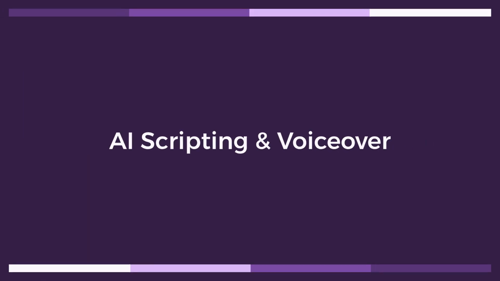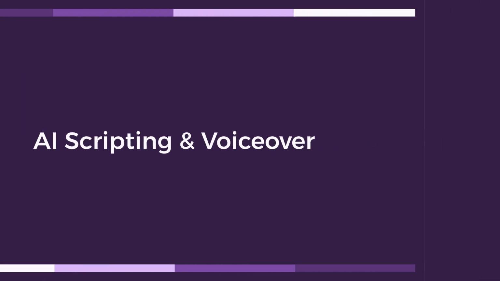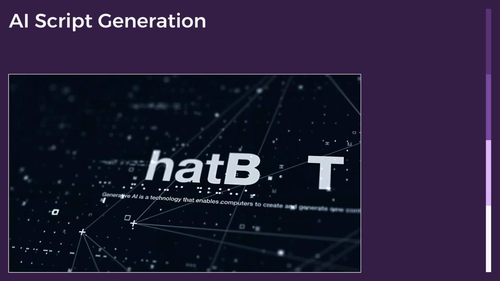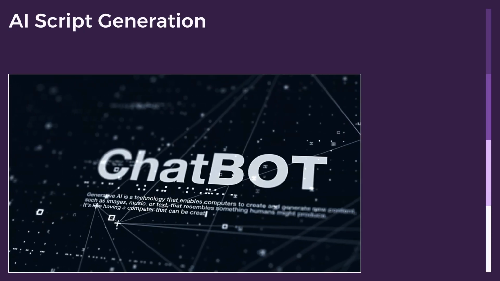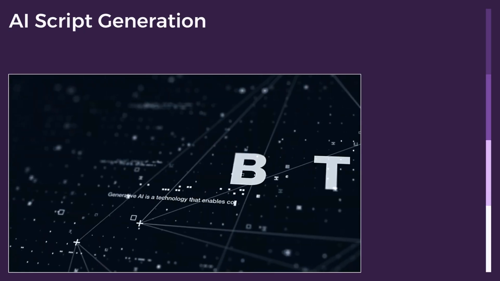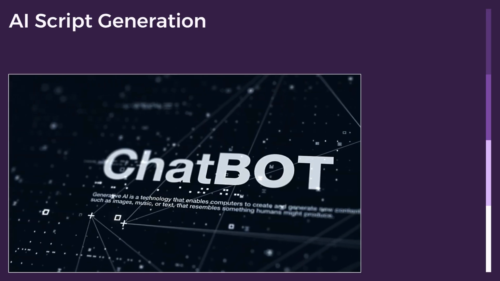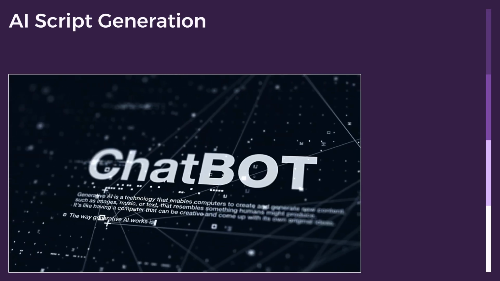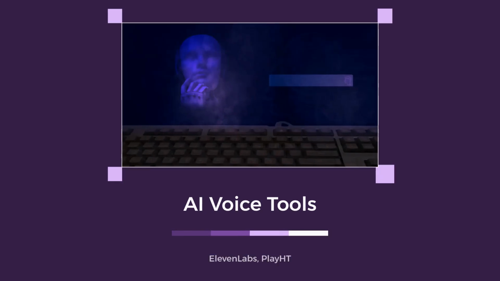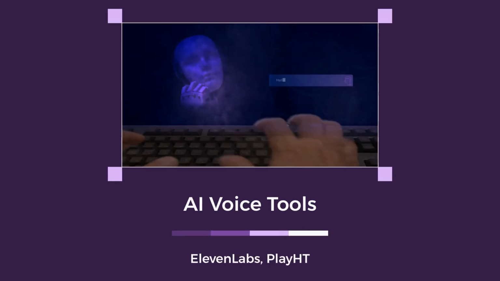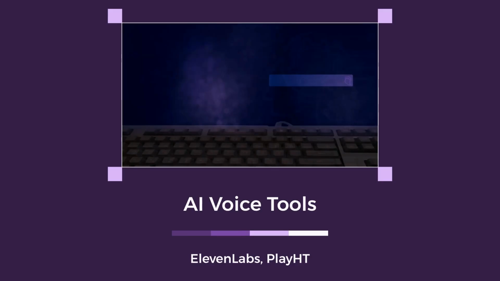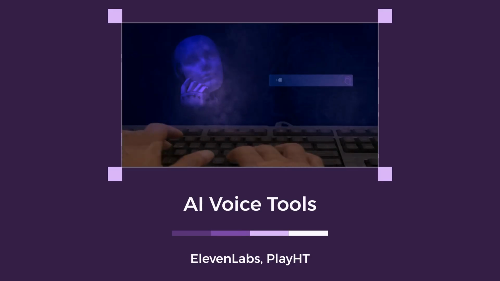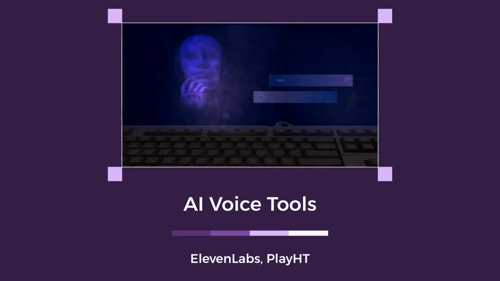Next, let's create your scripts and voiceovers with AI. Use ChatGPT or Claude to write a 900-word YouTube script with a strong hook, clear sections, and an uplifting tone. You can refine it for tighter pacing and storytelling. AI voice generators like 11 Labs or PlayHT will bring your script to life. Aim for 165 to 180 words per minute and balance your audio levels.